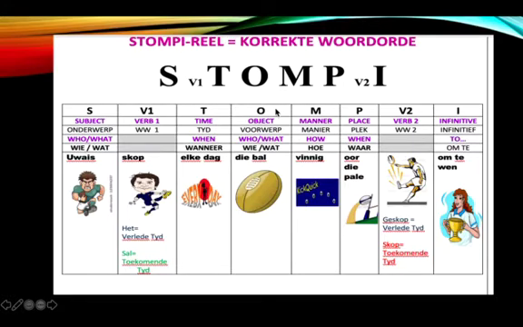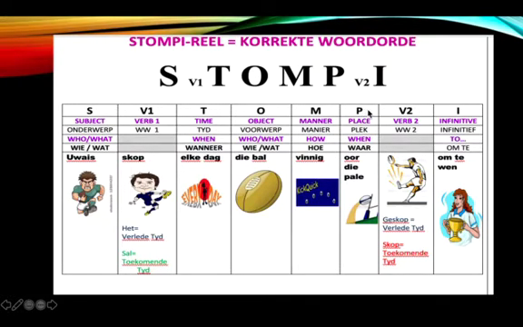Then we have the O, which is object. In Afrikaans sê ons voorwerp. Who or what is the action happening to? In this case, the ball, die bal. The next one is M. M is manner. In Afrikaans sê ons manier. That is how something is happening. So in this case, vinnig, which is fast.